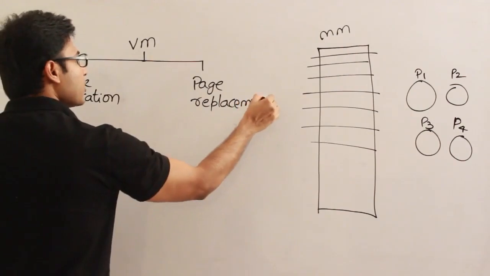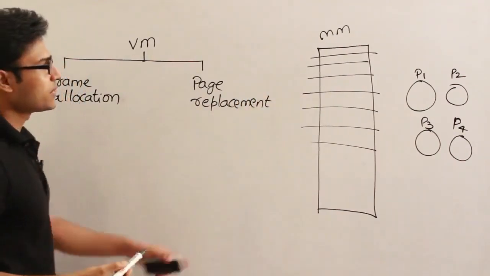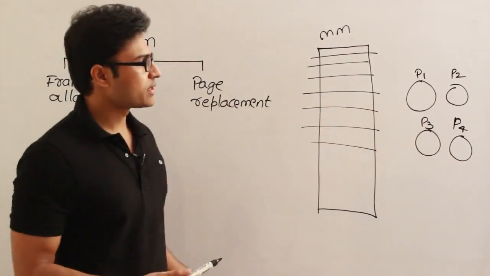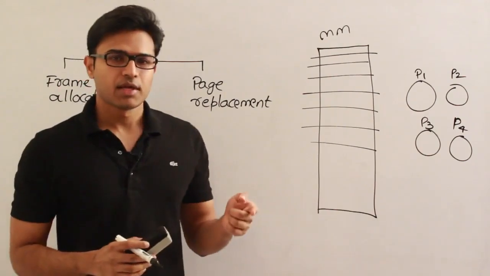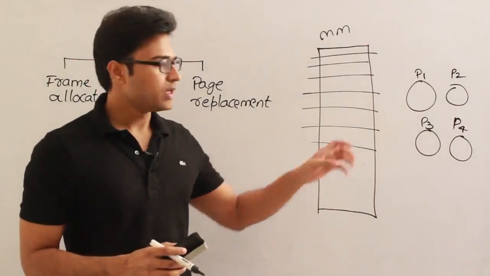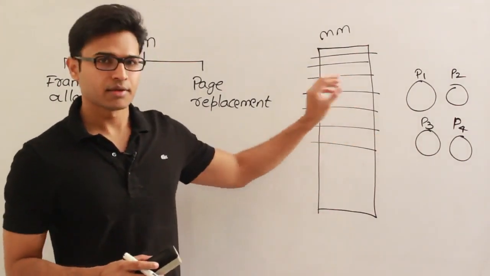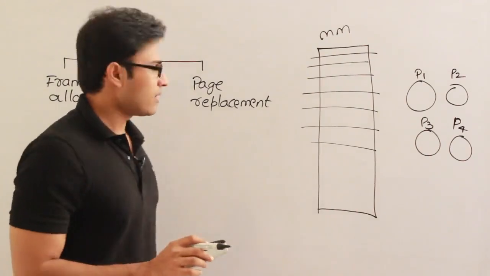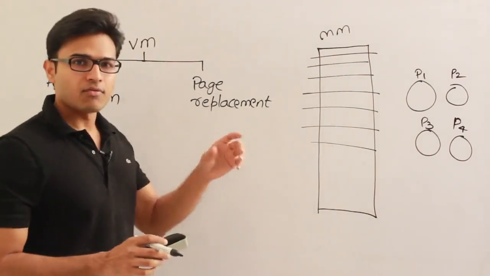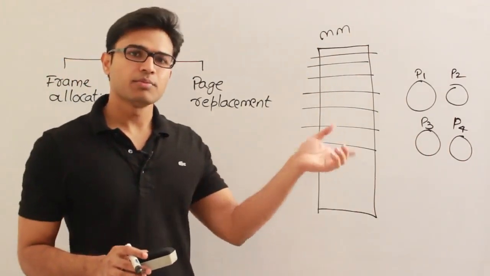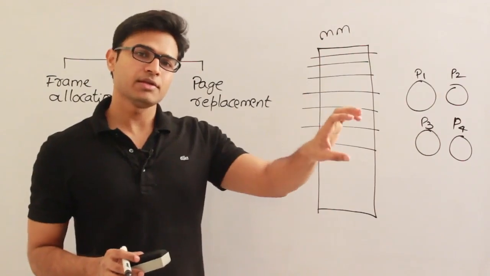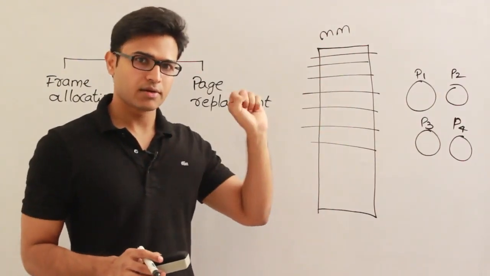Frame allocation is, when we have this many frames and this many processes, how many frames will you really allow each process to sit in and run? That is the frame allocation. And then page replacement is, once we allocate the frames to the process and the pages are in the frames, right? Are you getting it?